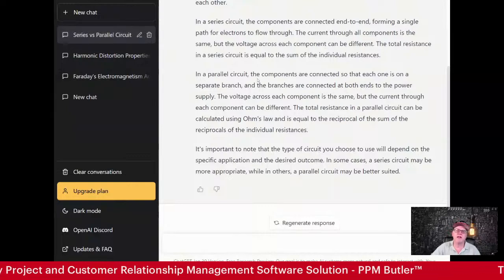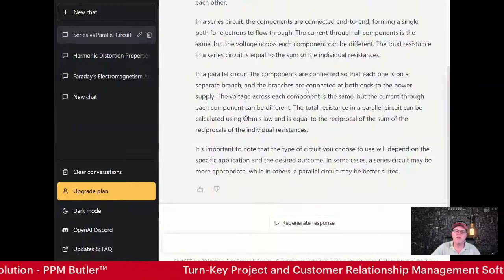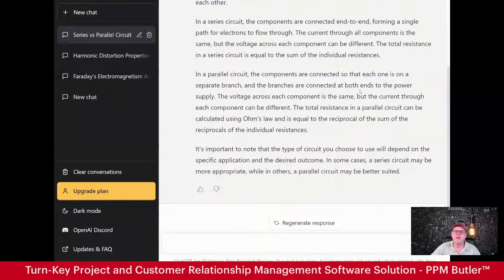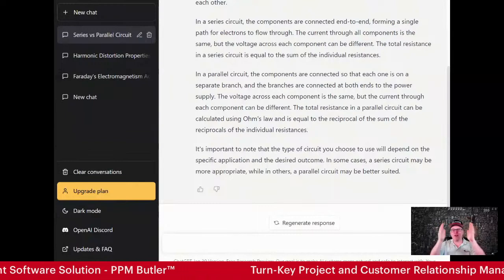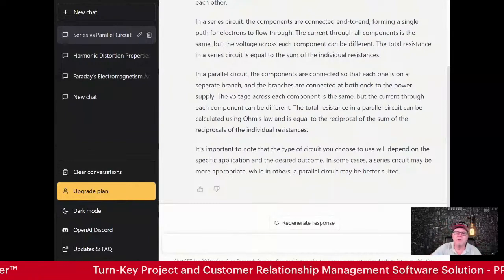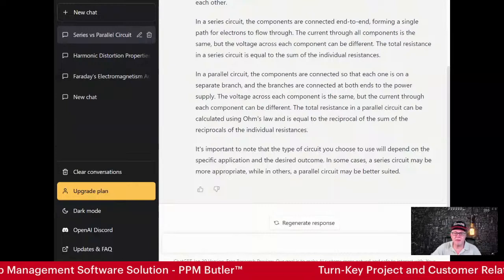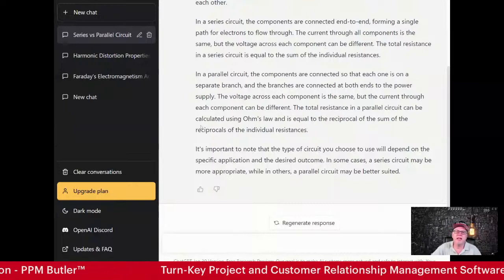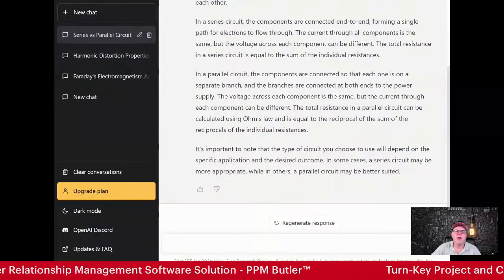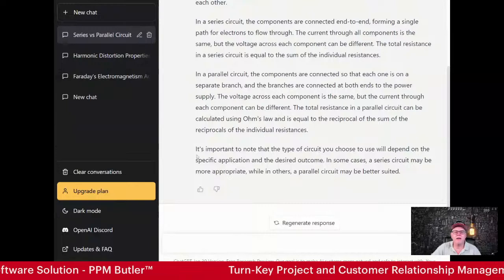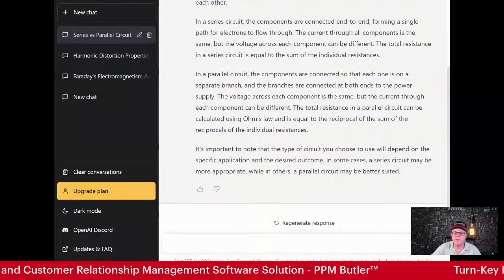Now it says in parallel circuits, the components are connected so that each one is on a separate branch, and the branches are connected to both ends of the power supply. If you think of a ladder and the rungs are the loads, it's connected to each side of the branch. It says the voltage across each component is the same, but the current through each component can be different. The total resistance in a parallel circuit is equal to the reciprocal of the sum of the reciprocals of the individual resistances. It's important to note that the type of circuit you choose will depend on the specific application and the desired outcome.